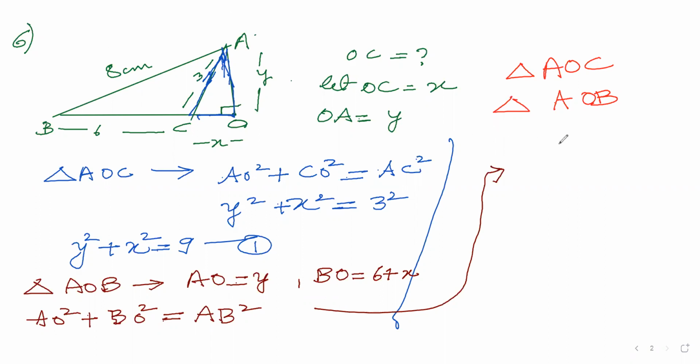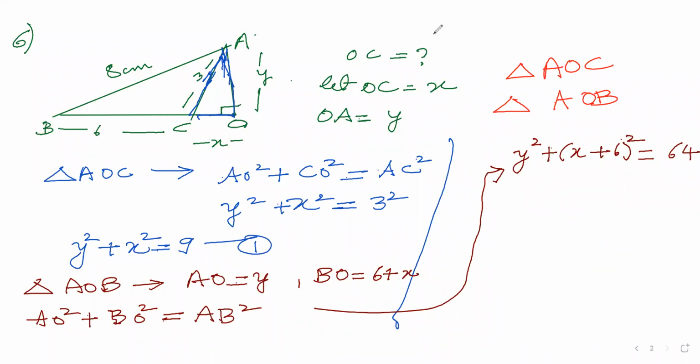The figure is here. So what is AO square? AO square is Y square. And BO square. What is BO? BO, I told you it is 6 plus X. So BO square is 6 plus X, this entire 6 plus X being squared. So X plus 6 the whole square is equal to what? Follow the arrow. It is equal to AB square. What is AB square now? 8 square. Maybe I can put that down as 64. That is 64.